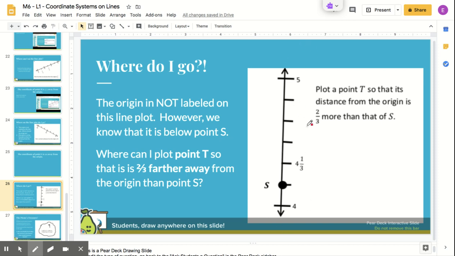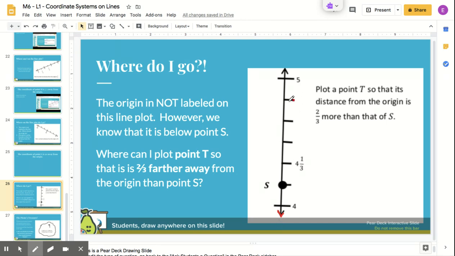Let's take a look at this new line plot. Now, the origin is sometimes not labeled, as we learned in the problem just before. However, we do know that since this top point is 5 and this bottom point down here is 4, the arrow tells me that the origin should be located farther down this line, and it'll be point 0. So it's below point S right here, below 4, and it'll be 4 units away at 0.